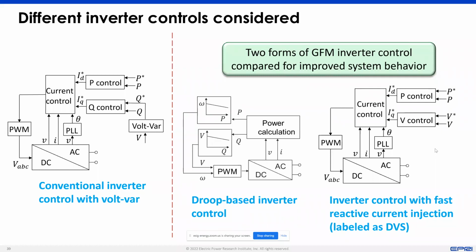Now, like I said, it's very slow on a time scale between 1 second to 90 seconds, and that's required by 1547. As a comparison, we have these two types of control. The first one is droop-based inverter control, and I'll not go over it again. The second one is basically the same as this conventional control. The only difference is that instead of using volt-var, we have what we call dynamic voltage support, or fast reactive current injection, which basically controls its terminal voltage in a fast manner.